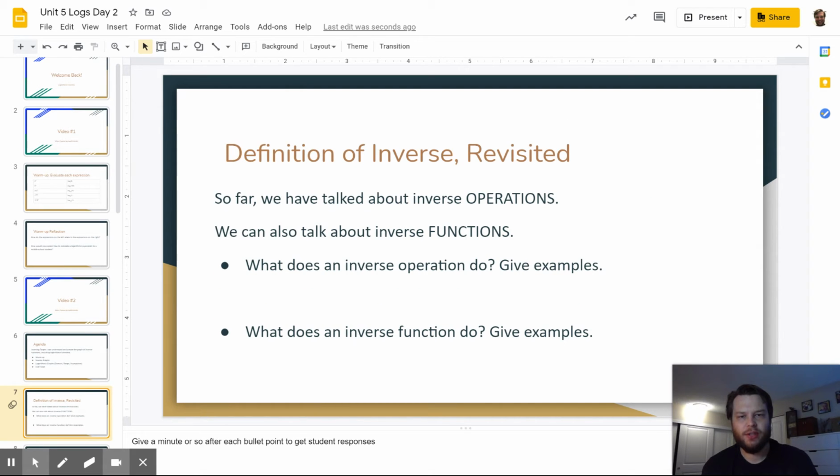Definition of an inverse here. Like I said, last week we talked about inverse operations. Now we're talking about inverse functions. Again, I want to pause. Think about 2 minutes again of think time. What does an inverse function do? What does an inverse operation do? And if you can come up with examples, that's great. So please pause, about 2 minutes of think time. Go ahead and respond in the chat too.